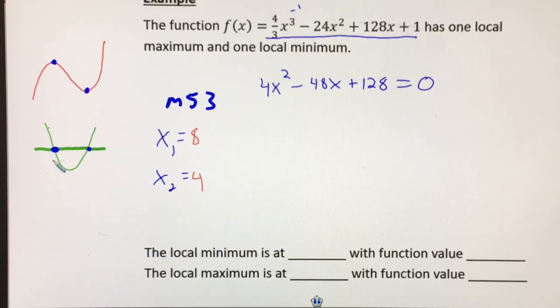So notice 4 comes before 8. So 4 there, 8 there. So my maximum value is going to be 4 comma something. My minimum value is going to be 8 comma something. Local min is at 8. Local max is at 4.